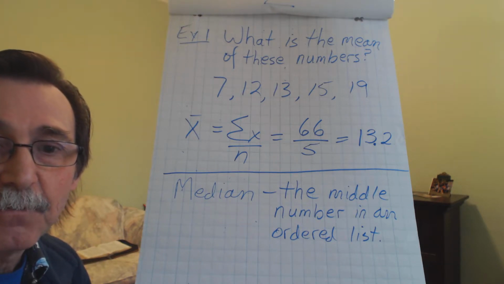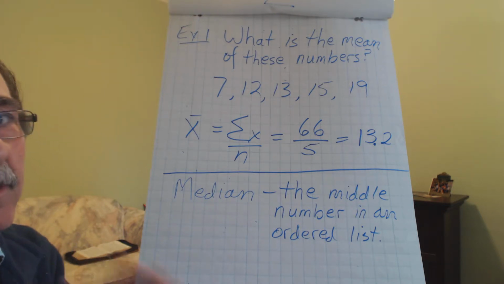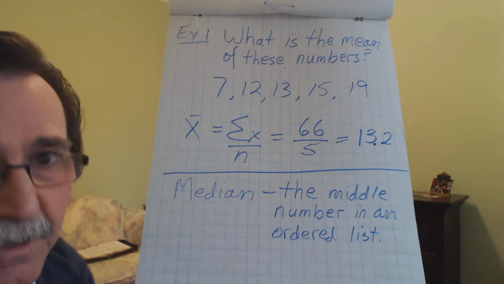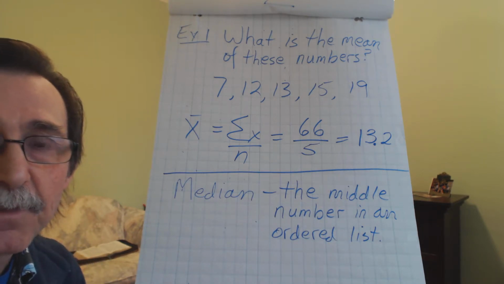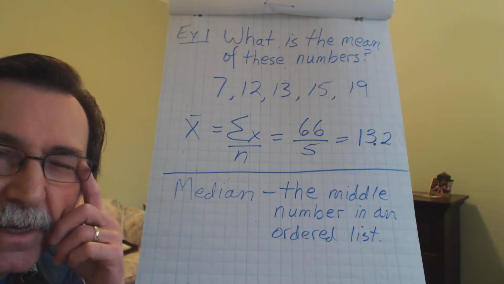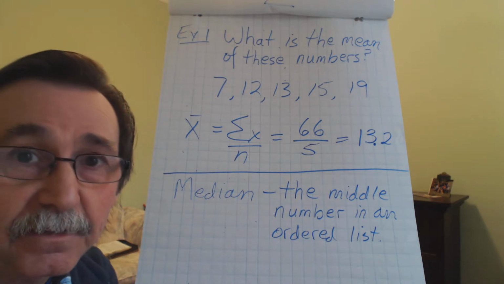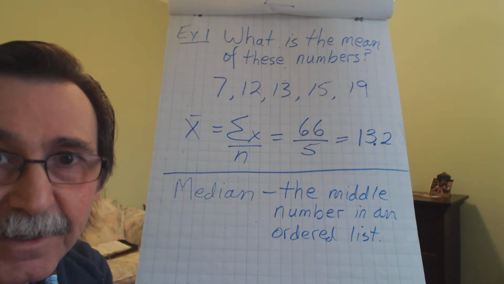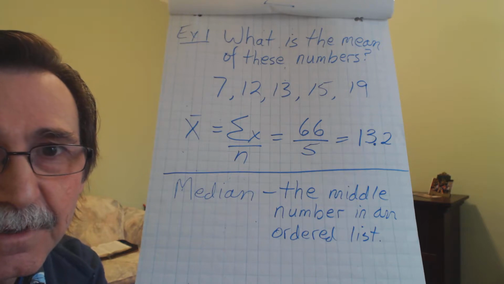So with an odd number of scores, it's really easy. You just go and count to the middle number. That's it. But with an even number of scores, you'll see that there are 2 middle numbers, and you have to take the average of those 2. Okay?